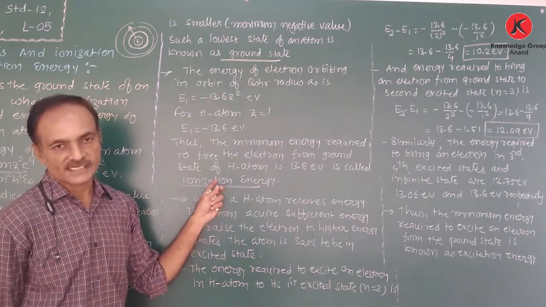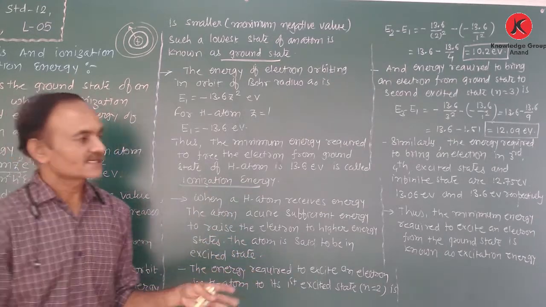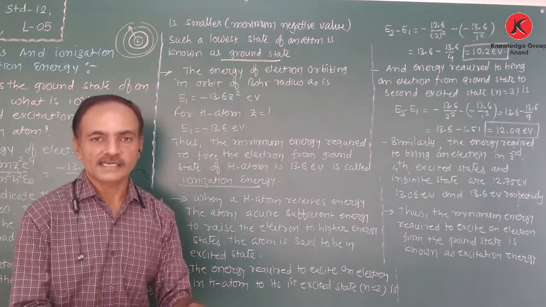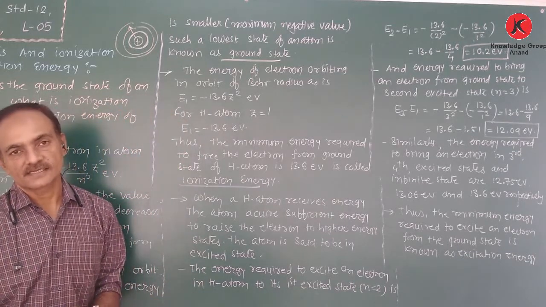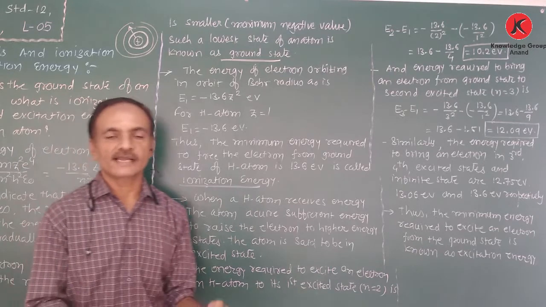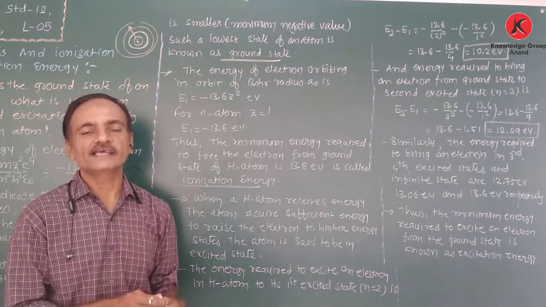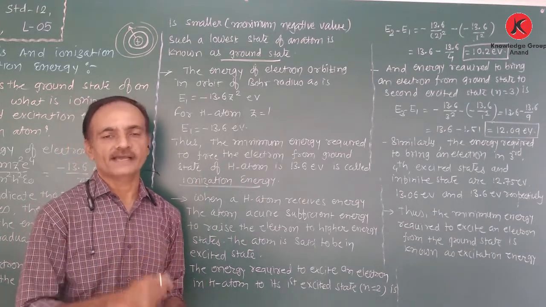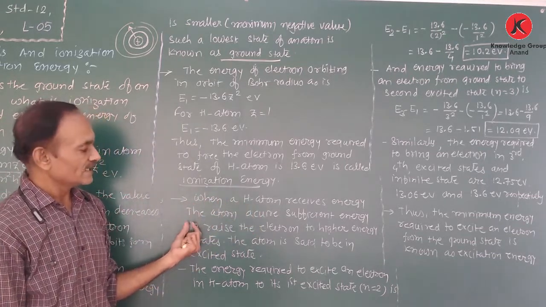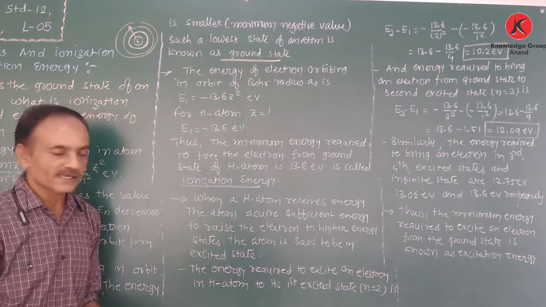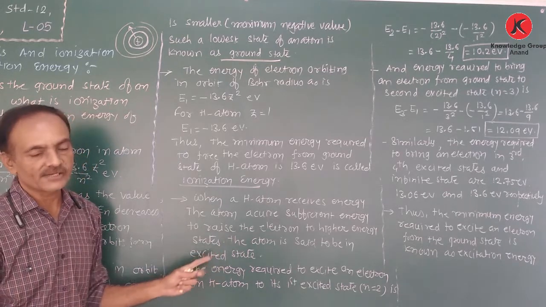Again, in excitation energy, how does the electron get excited from the ground state? Generally, in a stable atom, all the electrons are in the ground state. Right? When the electron gets energy due to any process, it becomes excited and reaches a higher energy level according to the energy gained. When the hydrogen atom receives energy, the atom acquires sufficient energy to raise the electron to a higher energy state. The atom is said to be in the excited state.